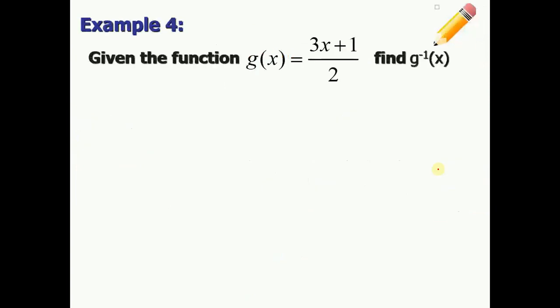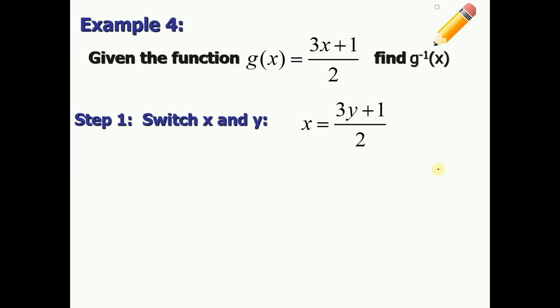Let's try another one here. So I need to find the inverse of g of x. It's (3x plus 1) over 2. I'm going to find the inverse of him, so we're going to switch the x and y around. And then now we're going to solve for y. So we're going to get him alone.